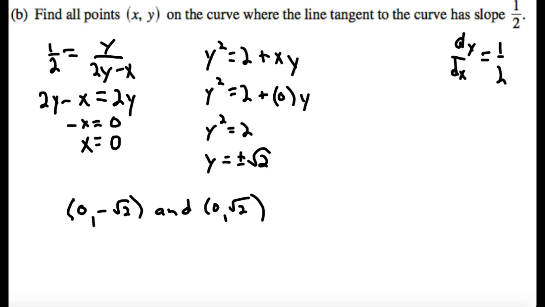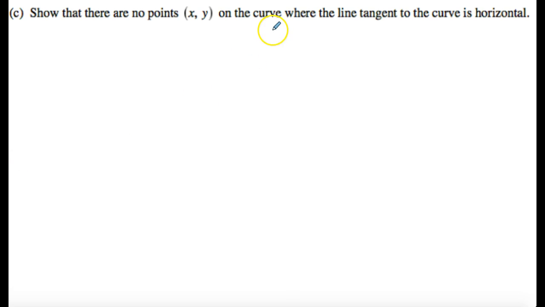Let's take a look at part C then. In part C it says show there are no points on the curve where the line tangent to the curve is horizontal. Whenever we've got a horizontal tangent, that means the slope is equal to 0, right? So let's just start by setting dy dx equal to 0 and see what happens. A lot of times we just have to start playing with what is going to happen.